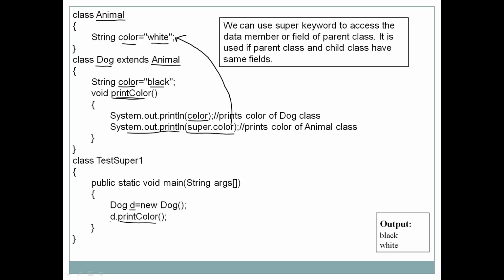And when we call printColor, we have these two statements. One is printing color and another is printing super.color, that is the super class's color. So the first print statement will print black and the second print statement will print white. So the output of this program, you can see here in the right corner, will print black and white. Okay, let me execute and show you the output.